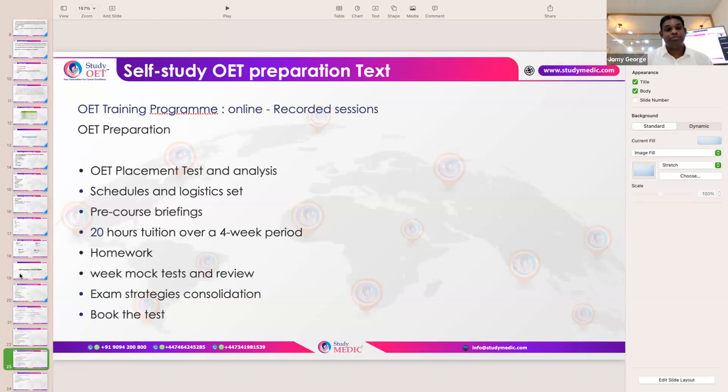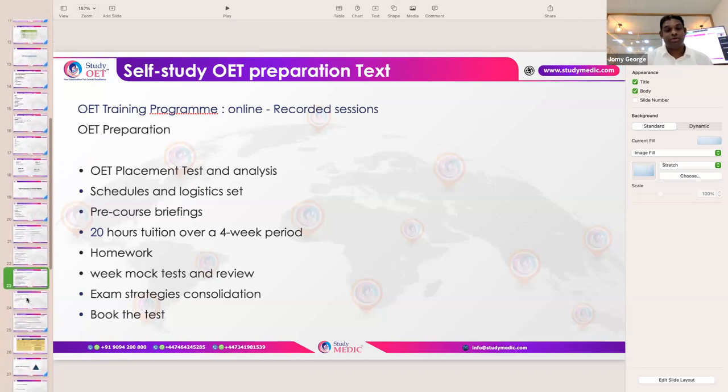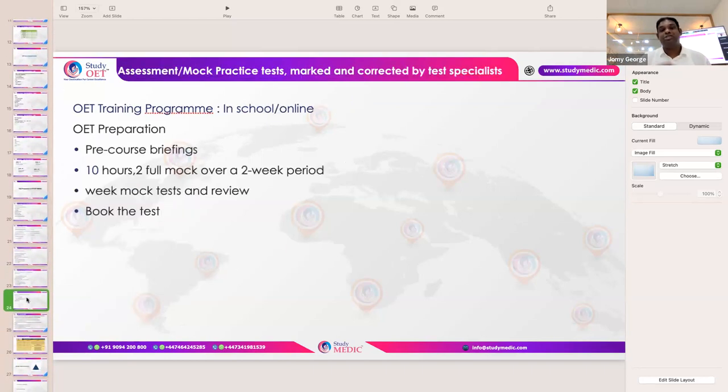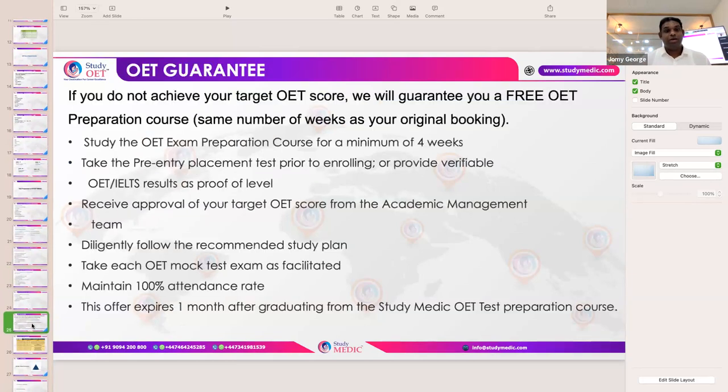Self-study, I told you, it's 20 hours. Then mocks and assessment, it's 10 hours. The most important thing, the main attraction of our training program, is the OET guarantee.